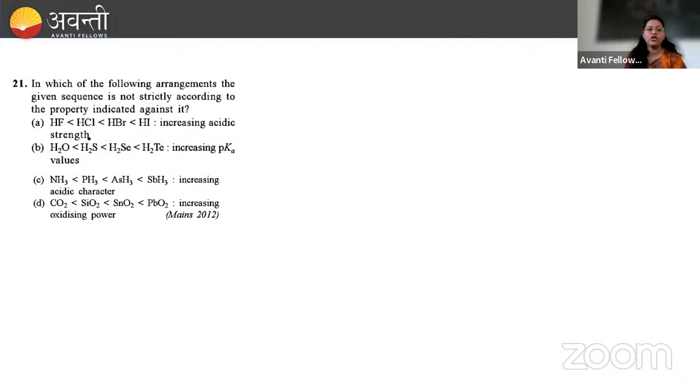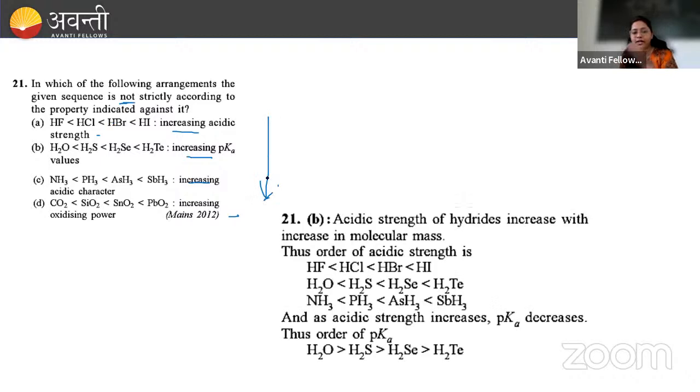Next problem. In which of the following arrangements the given sequence is not strictly according to the property indicated against it? So हम लोगों को 4 options दिए हैं, and before that something is written: increasing acidic strength, increasing pKa value, increasing acidic character, increasing oxidizing power. So on each thing, something is written, and we need to find out in which of the following arrangements the given sequence is not strictly according to the property. तो कौन से match नहीं हो रहे property, वो हम लोगों को देखना है.